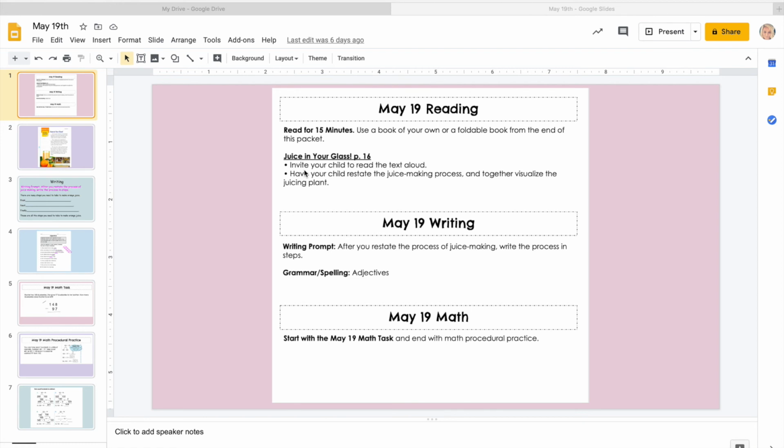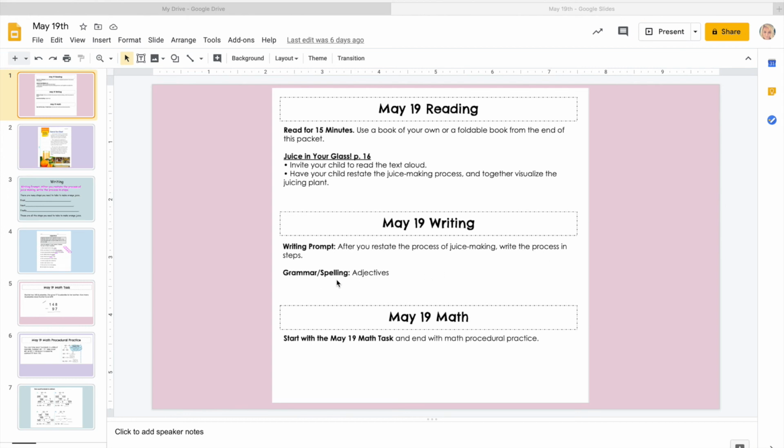So when we say restate the juice making process, you're going to sequence those events, like what happened first, what happened next, what happened last, in the order that it happened. For writing, again, writing is tied into reading today. So after you restate the process of juice making, you're going to write the process in steps. Again, I'll show you when we get there, but you're going to be doing first, next, and finally, those steps to make the juice.